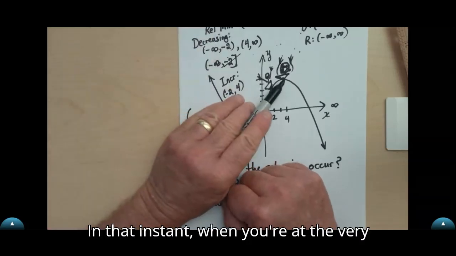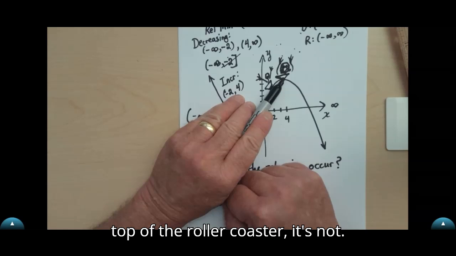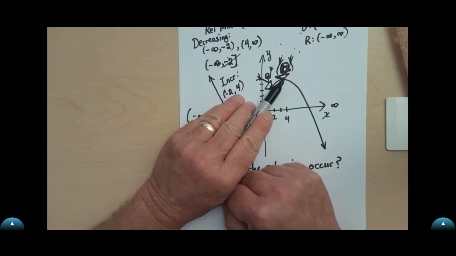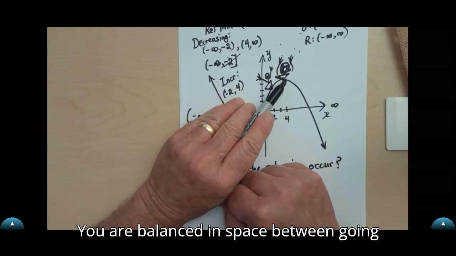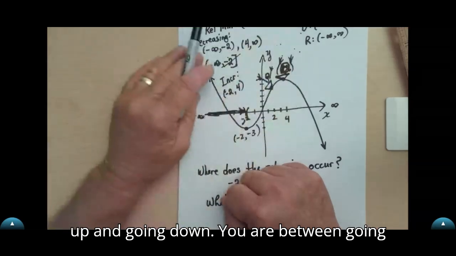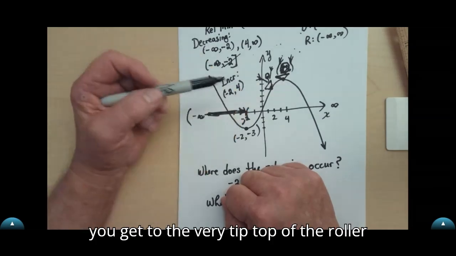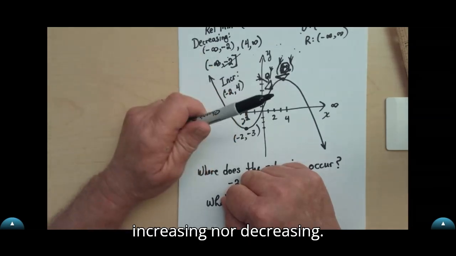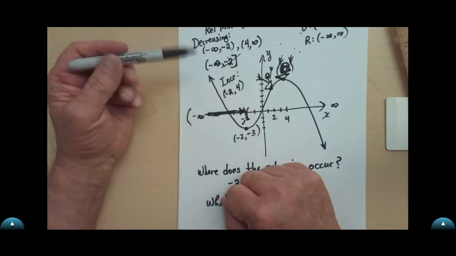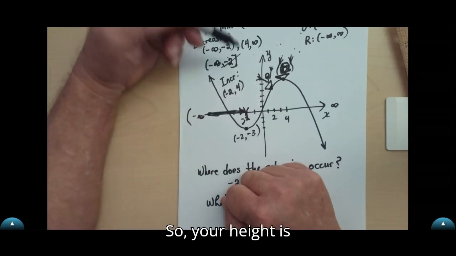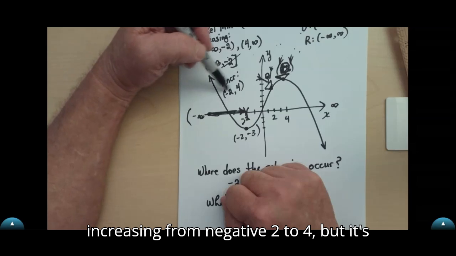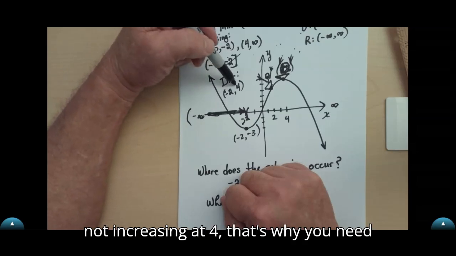In that instant, when you're at the very top of the roller coaster, it's not. You are balanced in space between going up and going down. Do y'all agree? When you get to the very tip top of the roller coaster, your height is neither increasing nor decreasing. So your height is increasing from -2 to 4, but it's not increasing at 4.